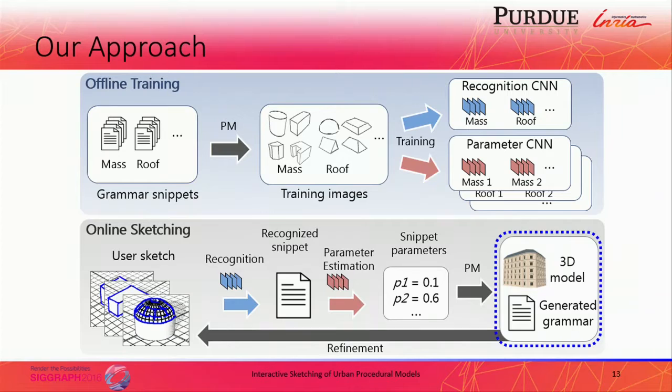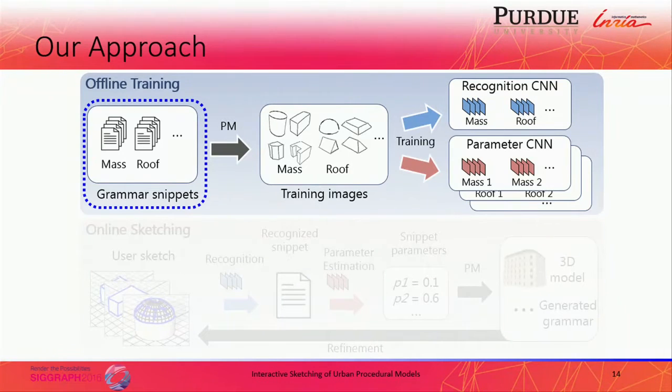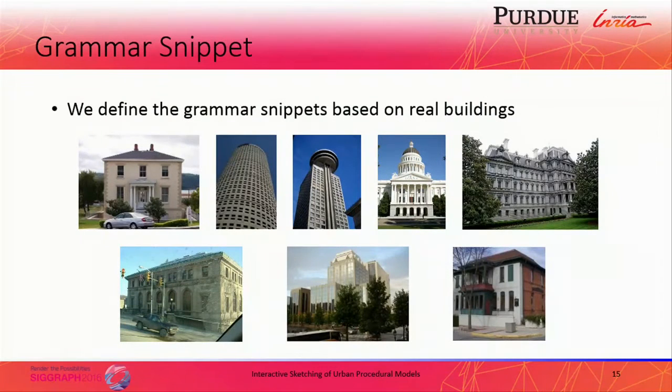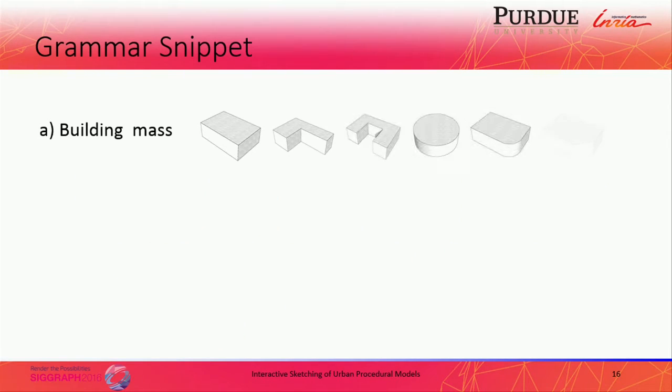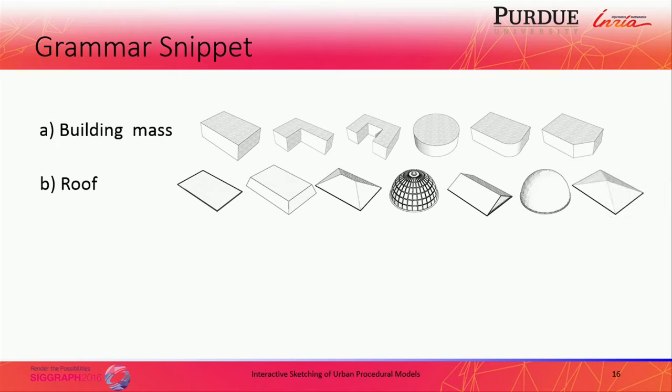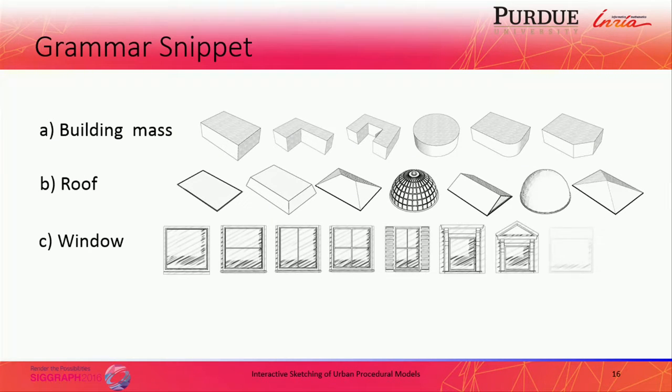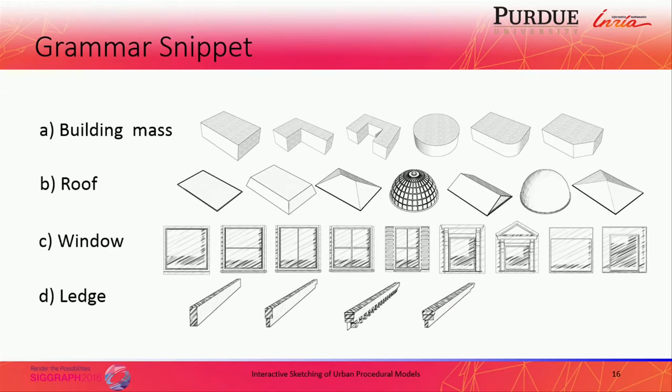First, I will explain our grammar snippets. A grammar snippet is a little grammar that represents a part of a building. We carefully look at real buildings and define a set of grammar snippets. Each snippet is labeled with an object type, and its axiom is named start. Also, it may contain one or more non-terminals.